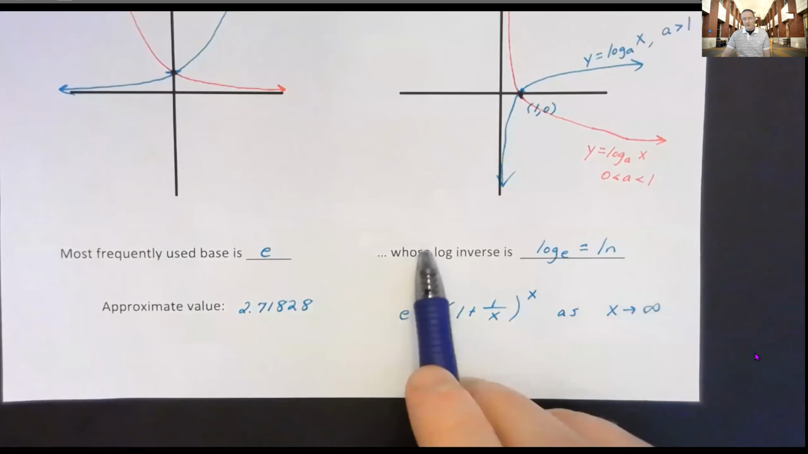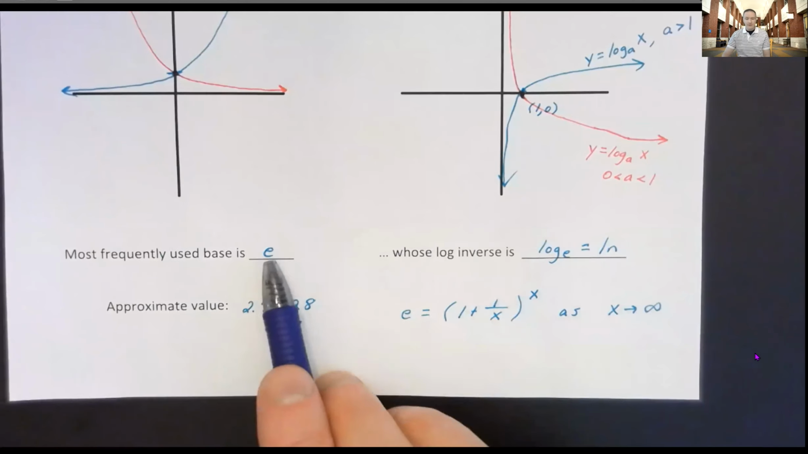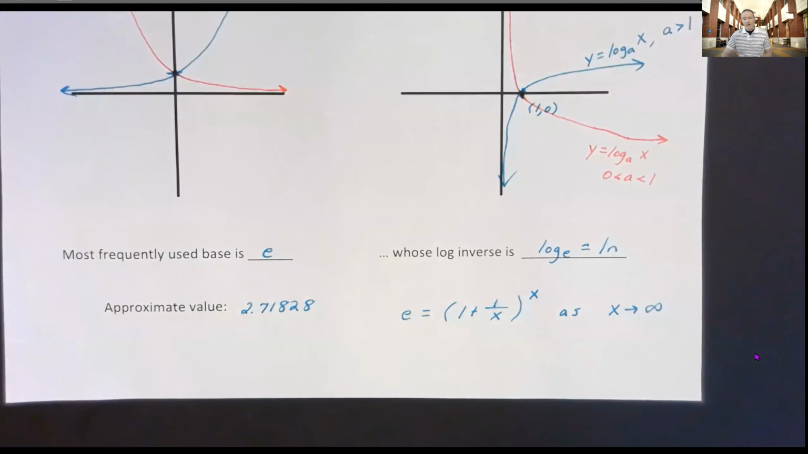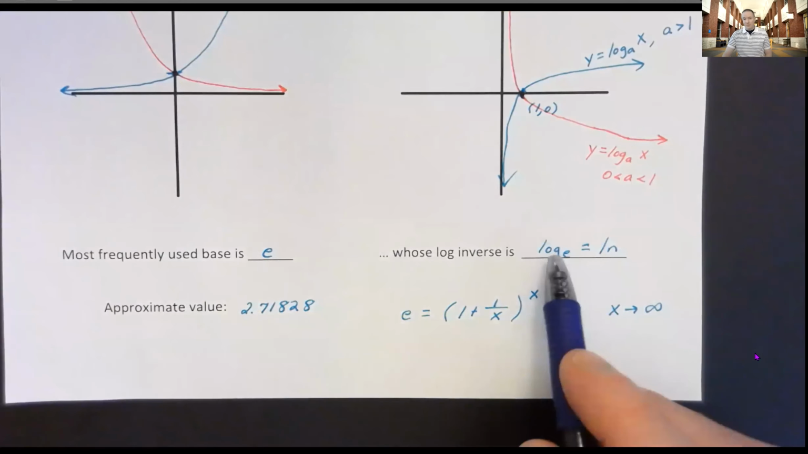Now, whenever we look at the log inverse of e, well, you just say, take the log of that base, which is log base e. But then log base e is rarely written.